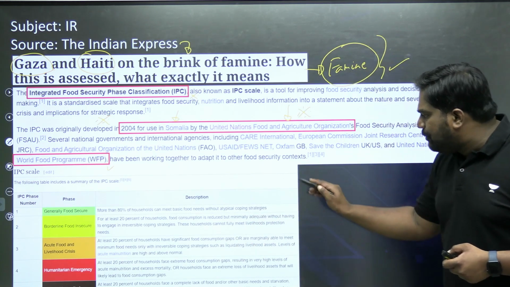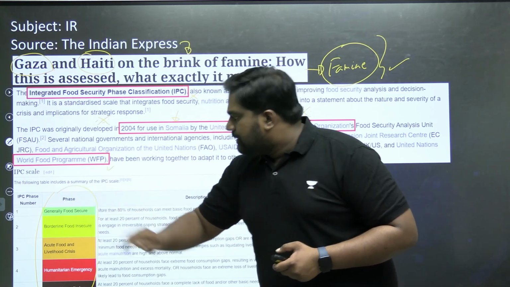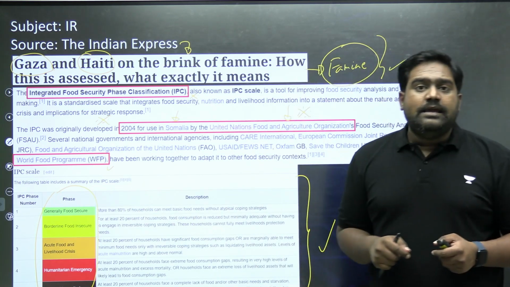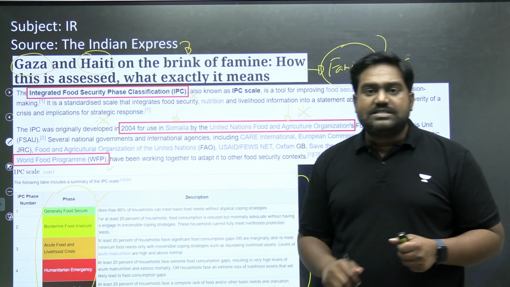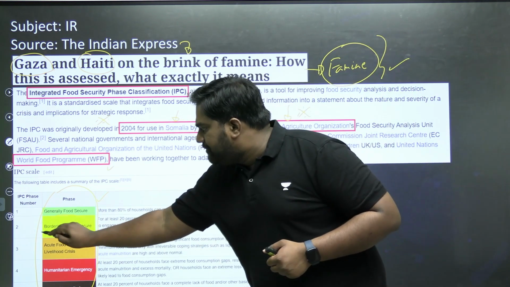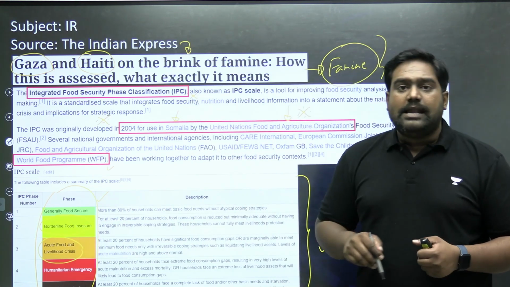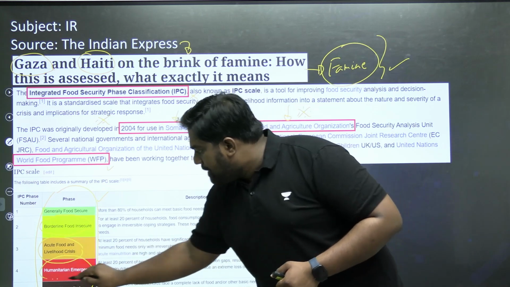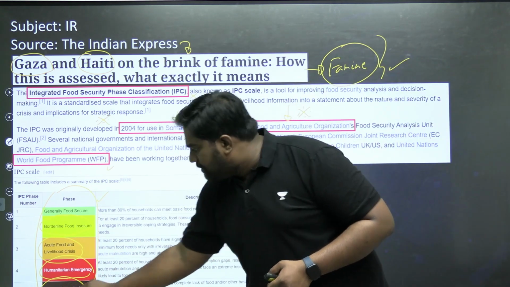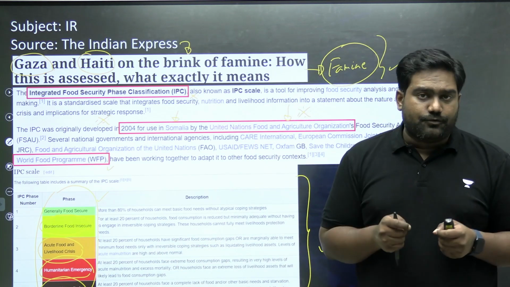So you can see the scale provided over here. There is a color-coded scale developed under the IPC scale. You have generally food secure regions, which is the safest region where there is enough availability of food. Then you have borderline food insecurity, acute food and livelihood crisis, humanitarian emergency, which marks a red alert, and finally the worst stage of all, which is famine or a humanitarian catastrophe.